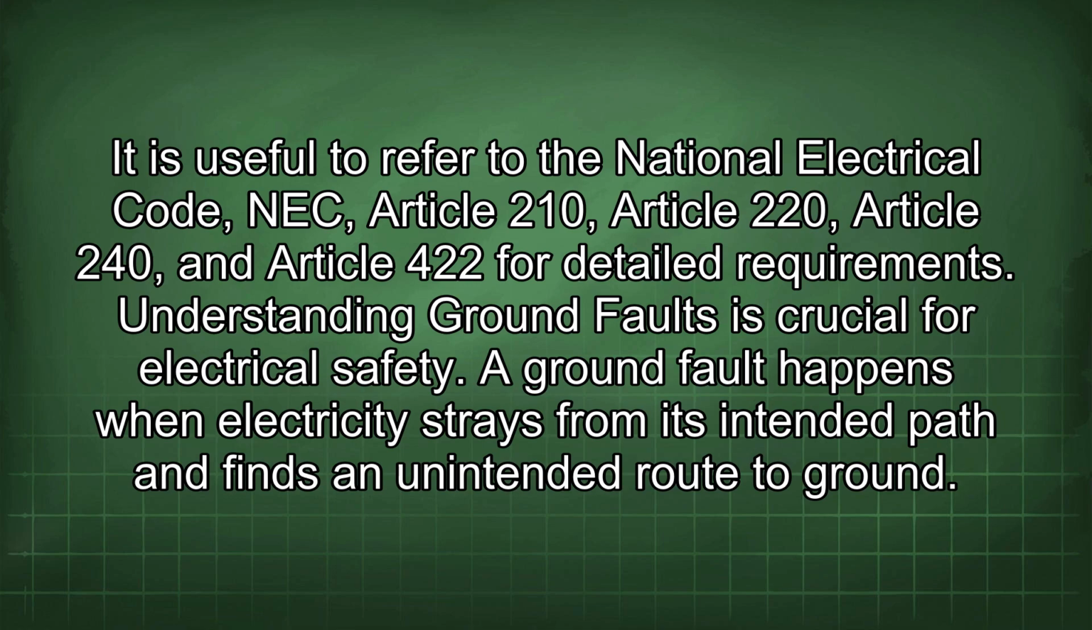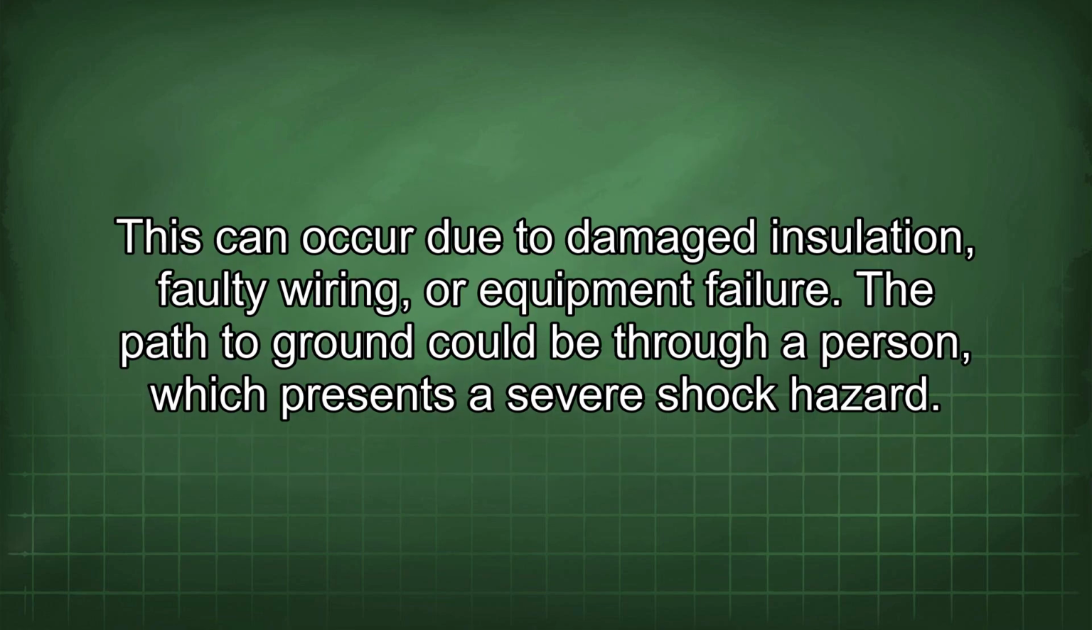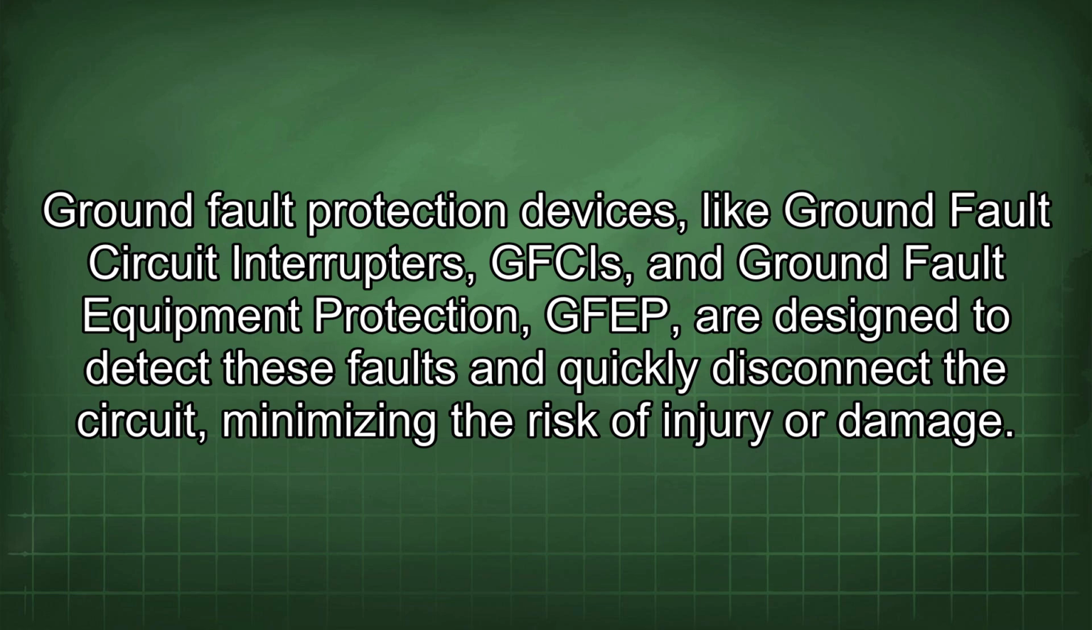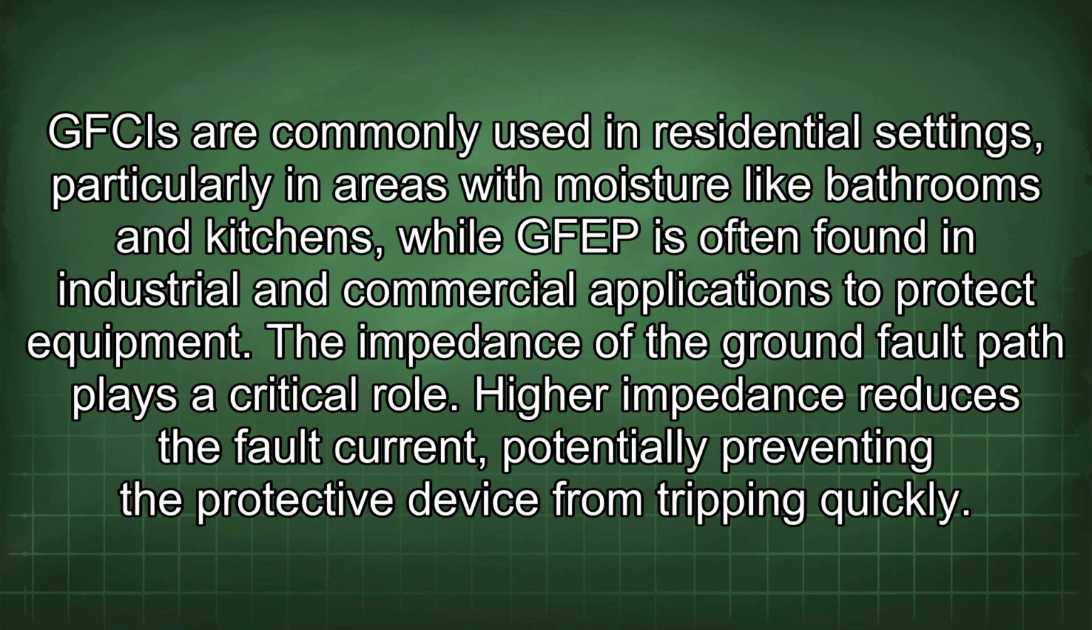A ground fault happens when electricity strays from its intended path and finds an unintended route to ground. This can occur due to damaged insulation, faulty wiring, or equipment failure. The path to ground could be through a person, which presents a severe shock hazard. Ground fault protection devices, like ground fault circuit interrupters, GFCIs, and ground fault equipment protection, GFEP, are designed to detect these faults and quickly disconnect the circuit, minimizing the risk of injury or damage. GFCIs are commonly used in residential settings, particularly in areas with moisture like bathrooms and kitchens, while GFEP is often found in industrial and commercial applications to protect equipment.